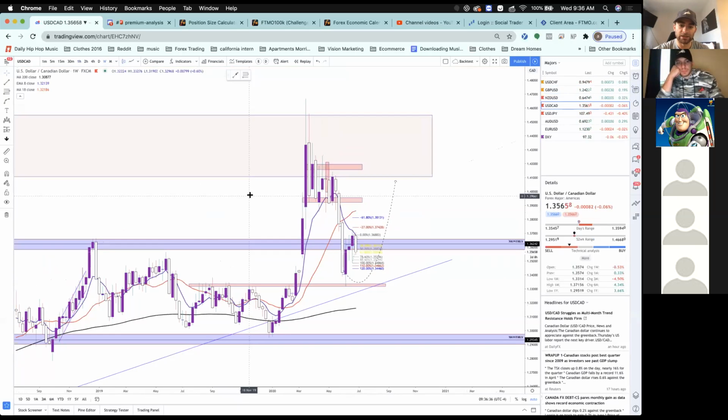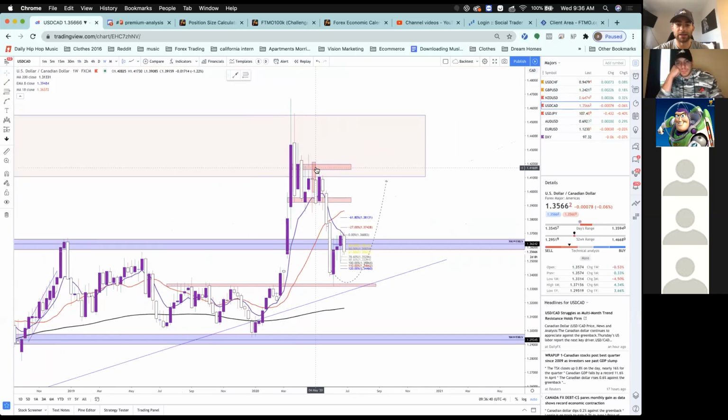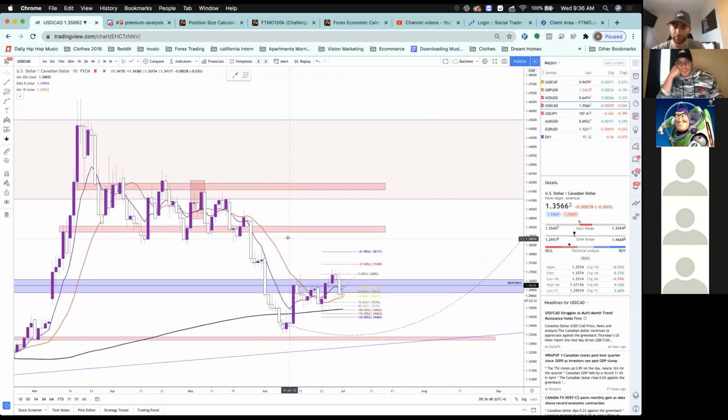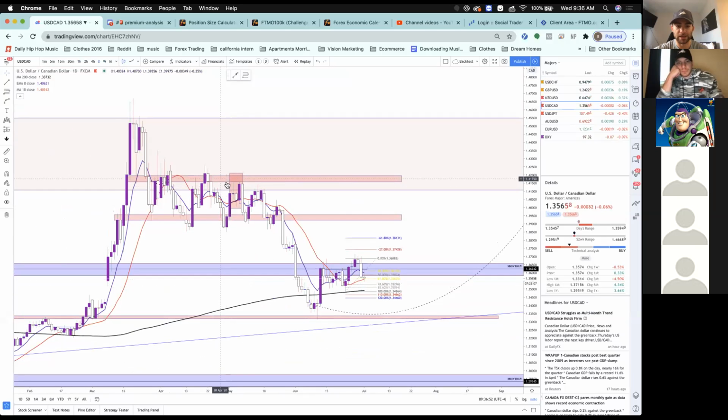As we can see on UCAD on the weekly, we are in an uptrend in the sense that we made this high. Now we pulled back. We're trapped in this area. We're right at this monthly level. As I go down to the daily, we are in a downtrend in the sense that we broke this low, made a new lower low. Now we're pulling back. We're potentially making a lower high here.